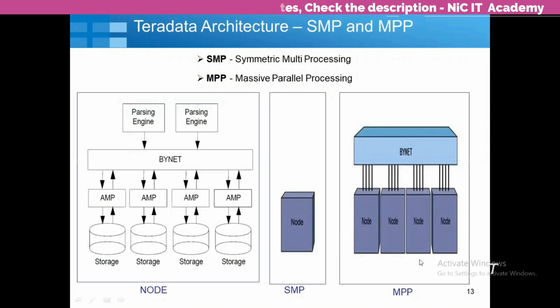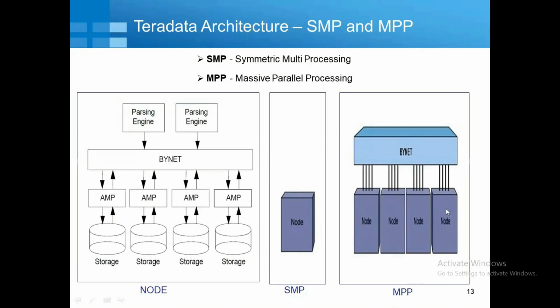Then if you connect all the SMPs in the banded network, the BYNET, for interconnectivity of the nodes, then we go for MPP architecture. MPP is nothing but horizontal scaling. We call it a cluster of databases. If one node in the cluster fails, the other node will take care. Whatever task was being handled will be given to the other node, and then the Teradata admin team will restart the failed node and bring it up.